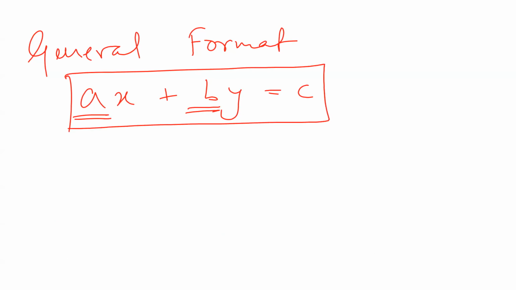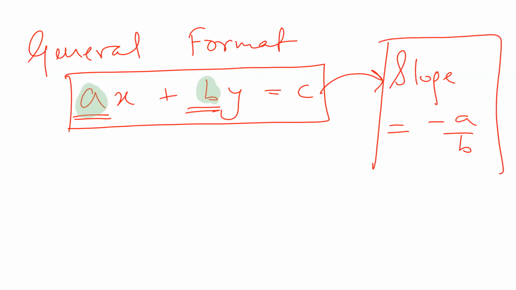From this line we can get the slope directly. Slope is equal to minus a by b, where a is the coefficient of x, and b is the coefficient of y. So slope can be calculated directly from this particular format. And remember, once again I repeat, in this particular format, a and b are not the x-intercept and y-intercept. So let's solve some simple problems. So let us go to OP Malhotra, exercise 16b.